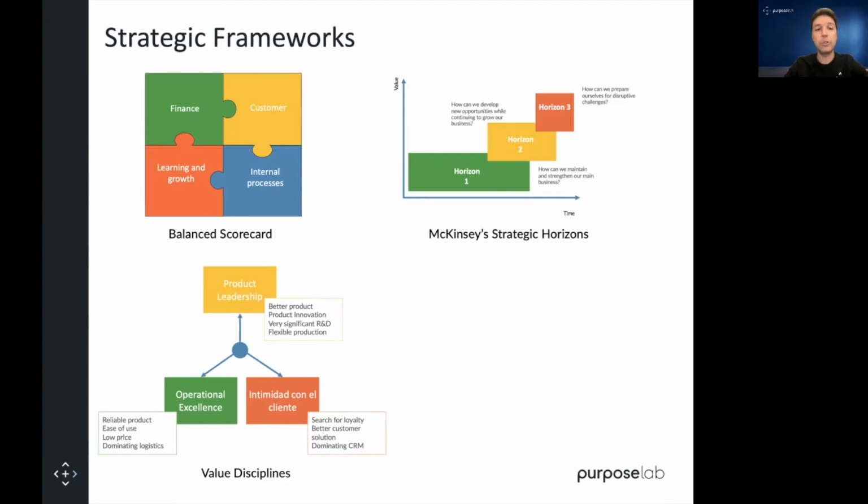The third one is value disciplines. And with this value discipline framework, you choose one of these 3 and you try to be the best at that one. The 3 are product leadership, operational excellence, and customer intimacy. Whichever one you choose, what you want to make sure is that you become the best in class for that. This does not mean that you will forget about the other ones, just that you're choosing one to start putting all your efforts into.